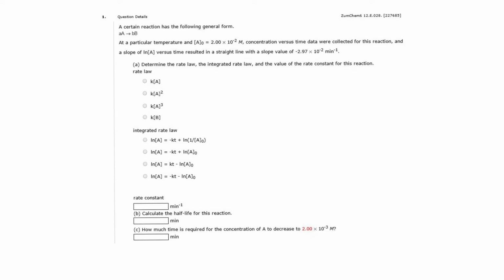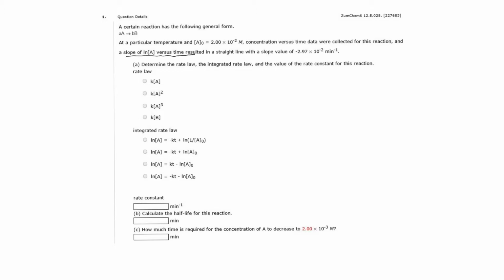Here's a question that asks us to use both the differential rate law and the integrated rate law, and calculate half-life and do a few other things involving rate law. So this is a very comprehensive problem. First of all, if we read this carefully, they give us a really important fact.